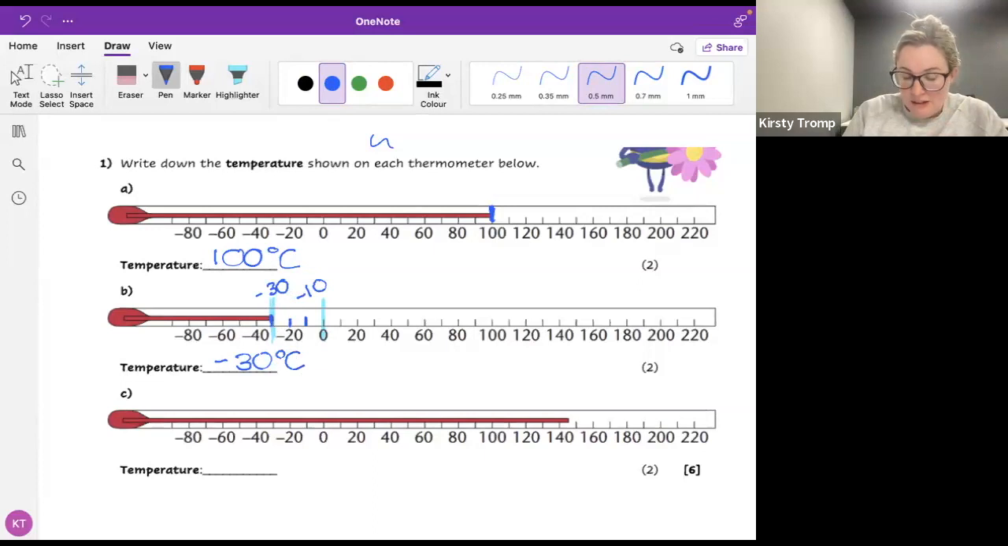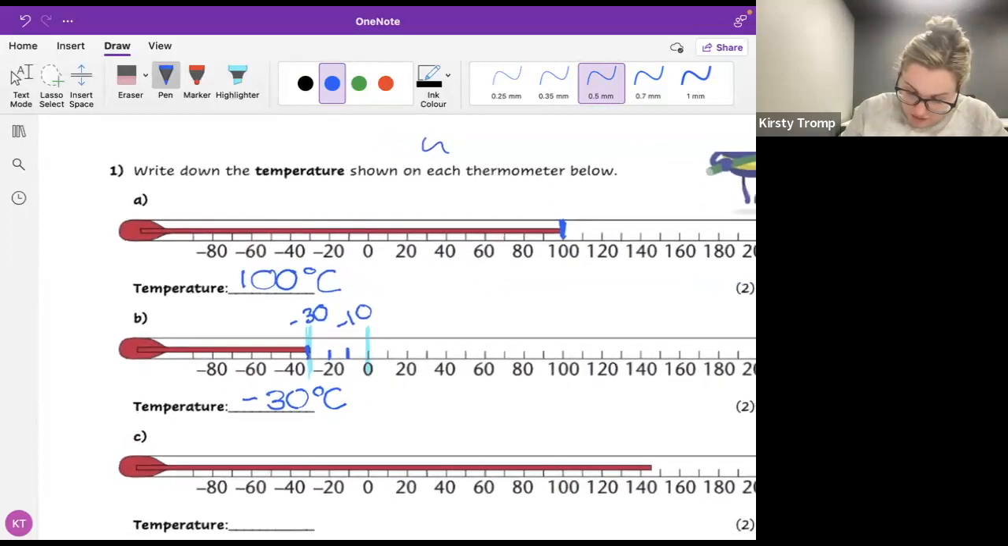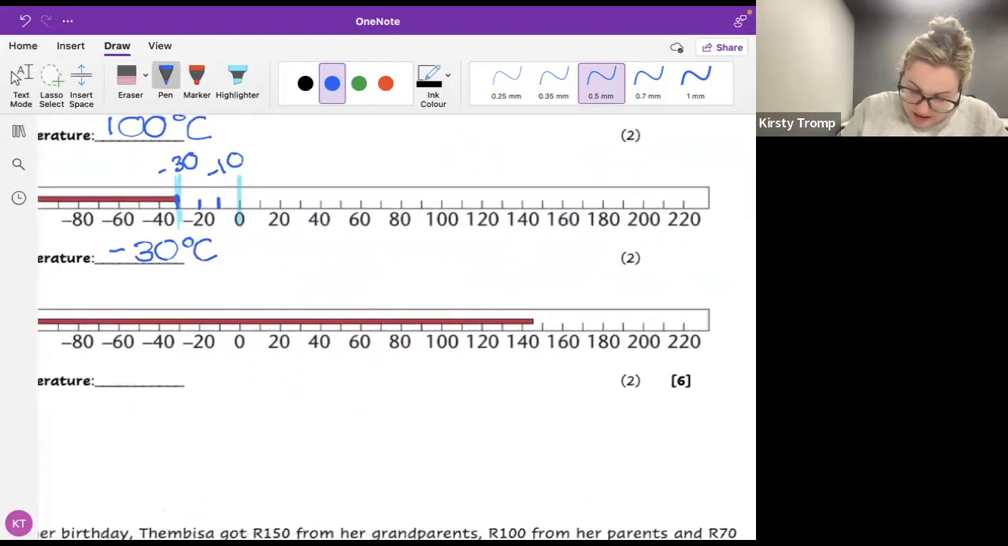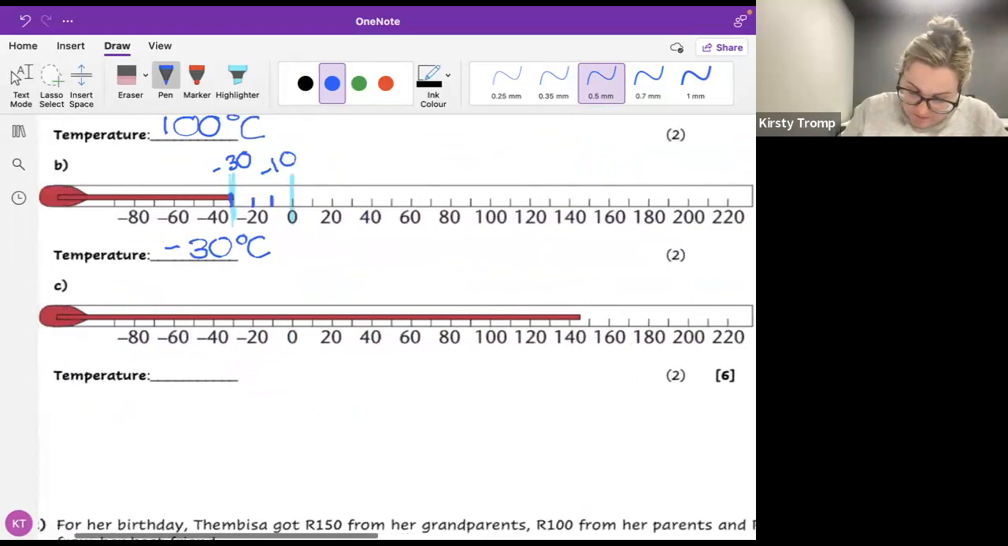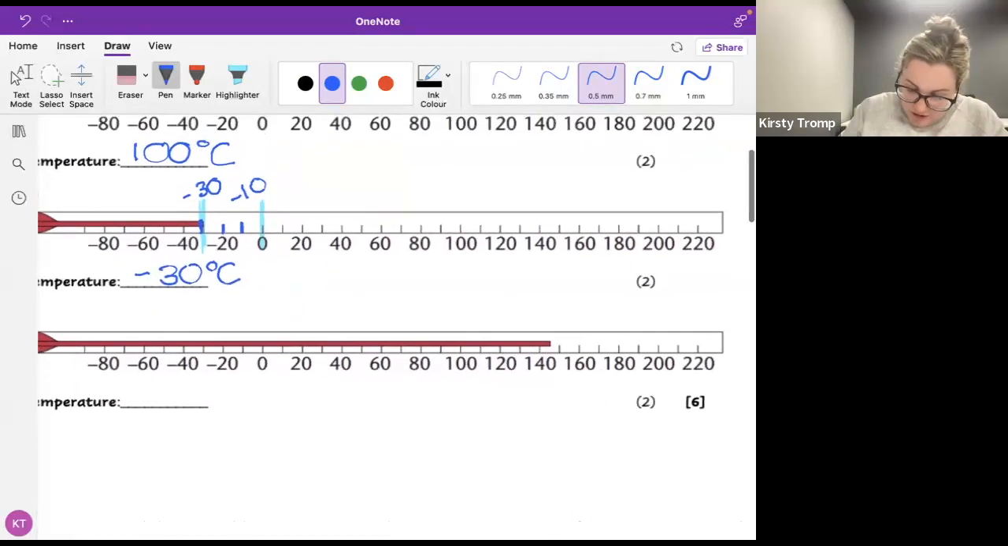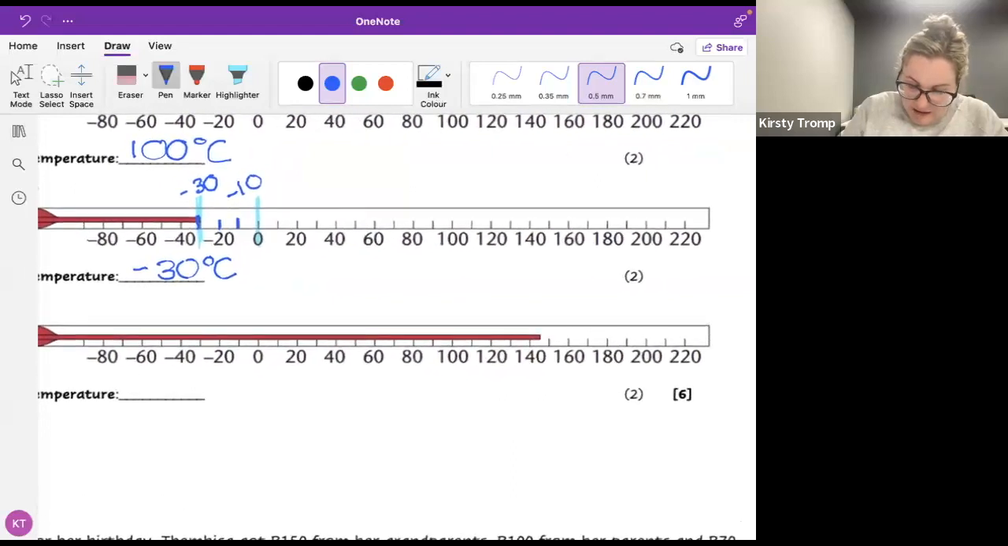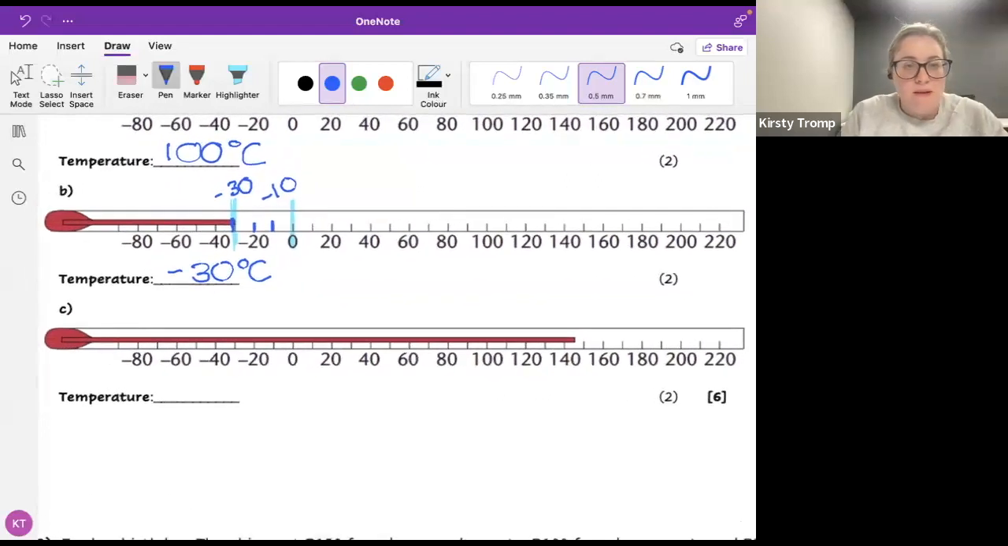Have a look at C for me. C is a little bit tricky. I'm going to make it a bit bigger on the screen for you so you can try to read it off a little bit clearer. Have a look at C and see what you guys can get there. All right, who is helping me tonight?